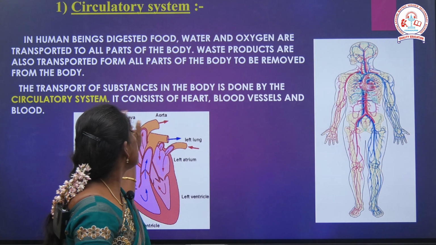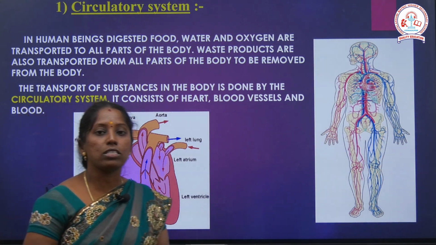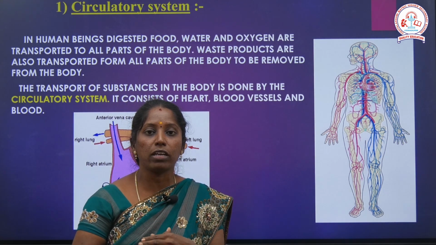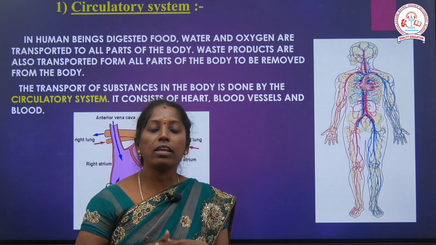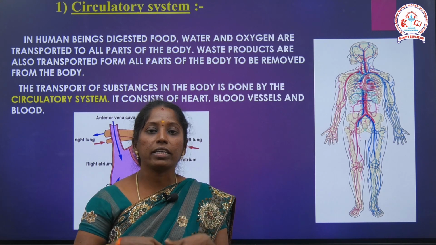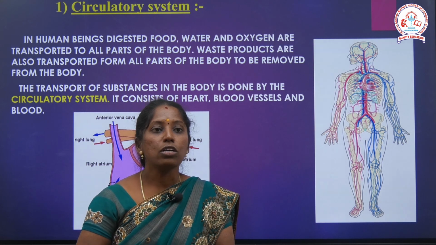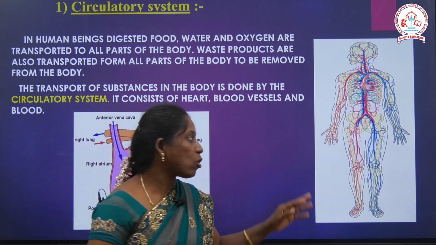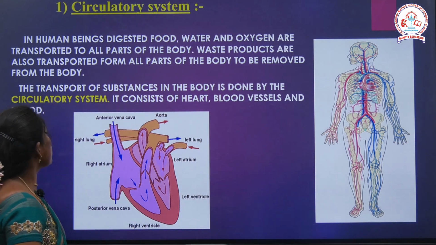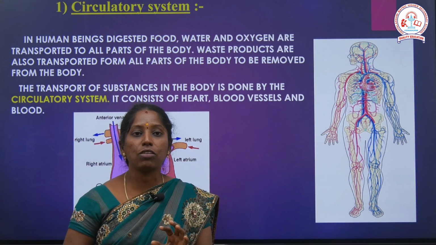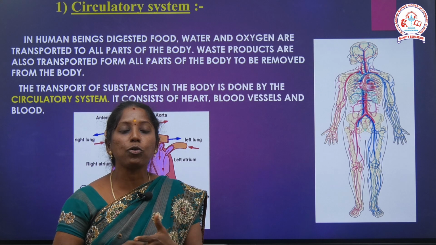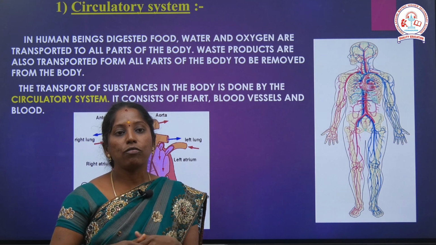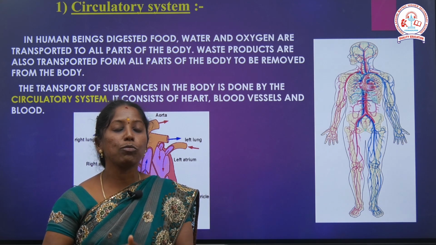First, the circulatory system. What does circulatory system mean? In human beings, from digested food we get nutrients, minerals and water, and while respiring we get oxygen and give out carbon dioxide. We transport these from one part to another part by using an organ system, called the circulatory system. So, in human beings, digested food, water and oxygen are transported to all parts of the body. Waste products are also transported from all parts of the body to be removed from the body.